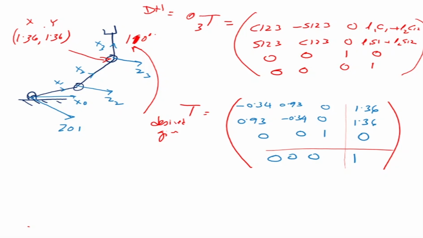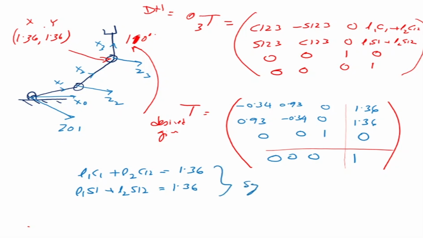Now we have said that we write our equations: L1 cos θ1 plus L2 cos(θ1 + θ2) is equal to 1.36, and L1 sin θ1 plus L2 sin(θ1 + θ2) is equal to 1.36. Now square and add. I solved it in the last class. Please have a look at the solution.